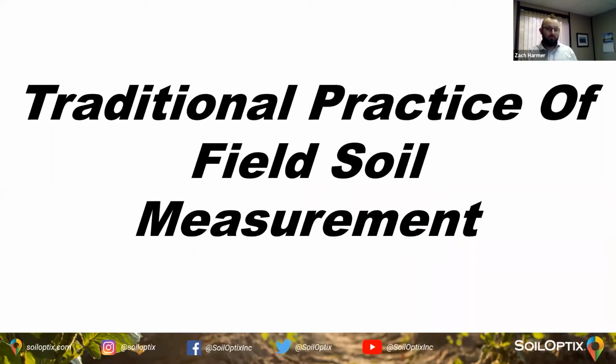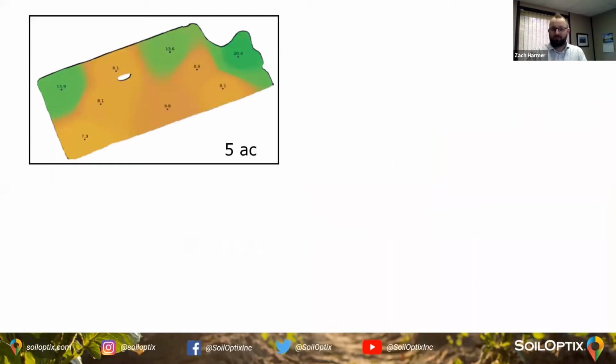Right? Well, one of the things that we look at here, certainly at SoilOptix, is the traditional practice of field soil measurement. I think we can all agree, and I'm sure some of us have even seen some of these graphics before, when we look at the spatial component, what is that variability across the field, and how can we achieve that?